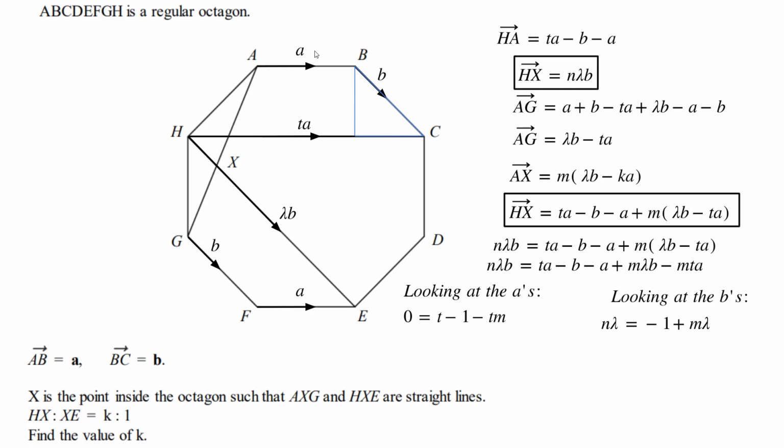Okay, we can pick whatever we want. I've just picked 1 because it's easy to work with. Okay, we'll say that AB is 1. That means BC is 1. This is 1. That's 1. Every length is equal in a regular octagon.